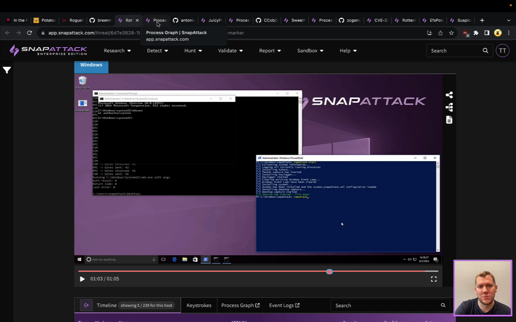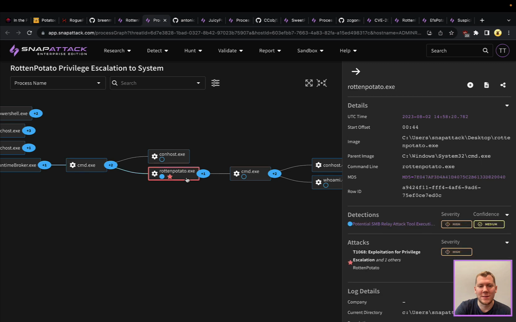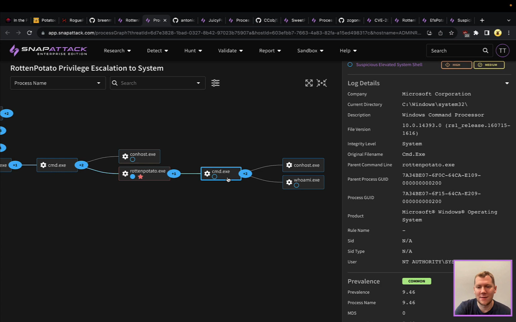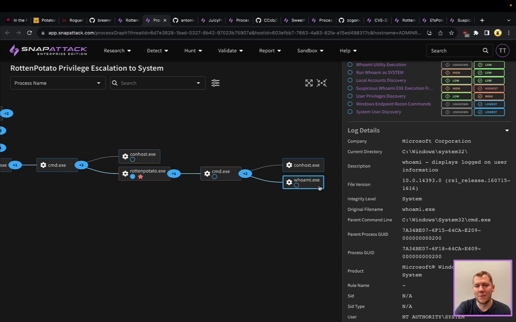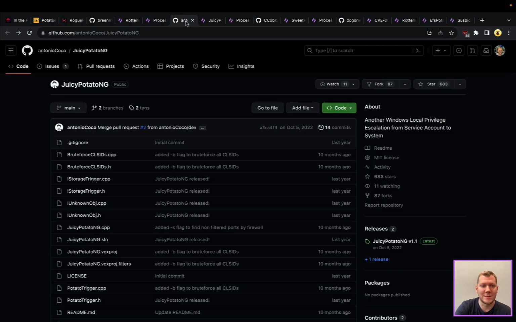They do look interesting on the process graphs, and they all generally look the same. So we launched that CMD, we have RottenPotato. In this case, it's running as a high integrity context, and then we have that system shell that is spawned here. And again, we ran whoami just to verify that we had that system level privileges. So that parent-child relationship where you're going from some lower integrity level to system integrity level is always interesting to look at and audit, especially for threat hunting. There are also some other detections for these potato exploits, which we'll talk through in a sec.